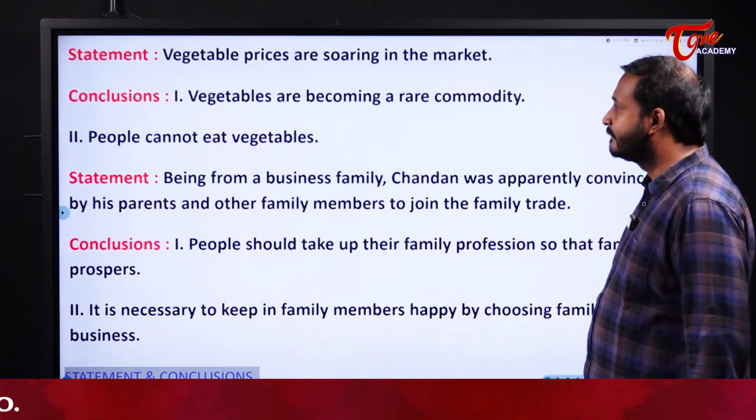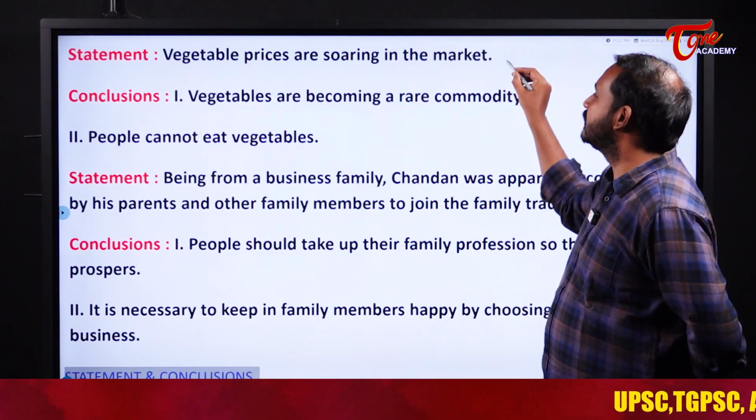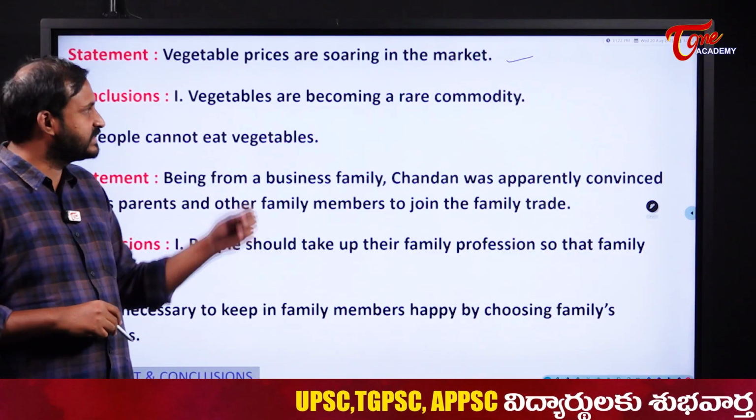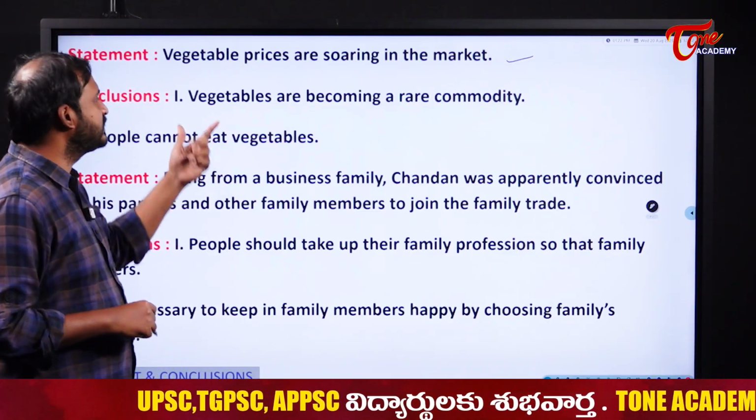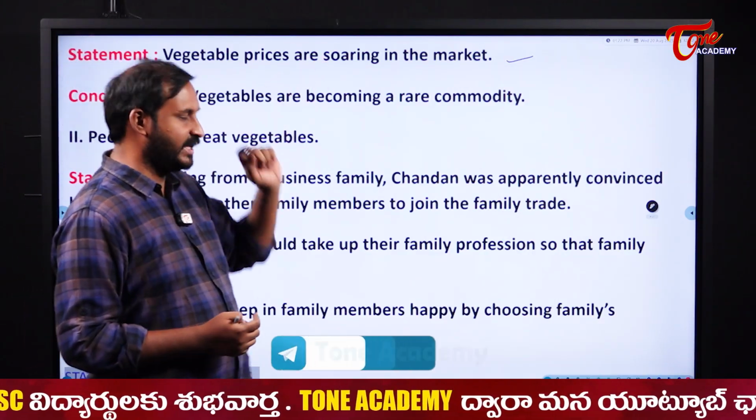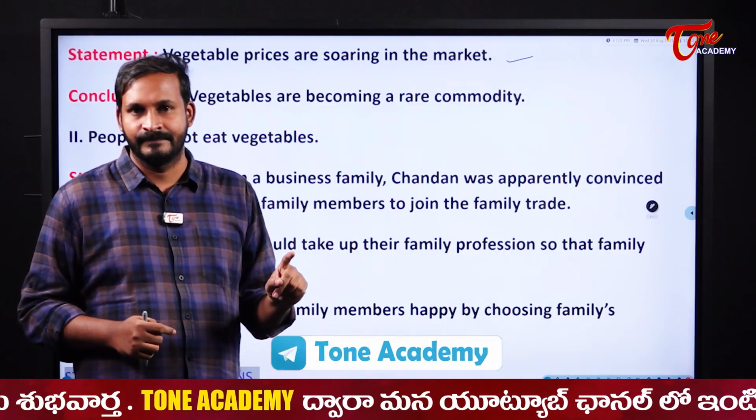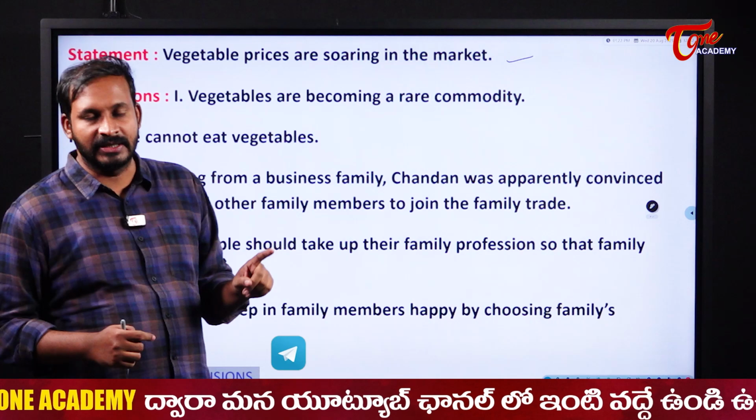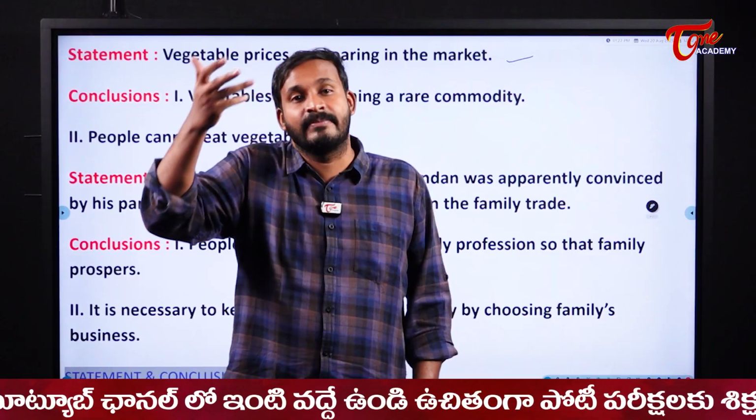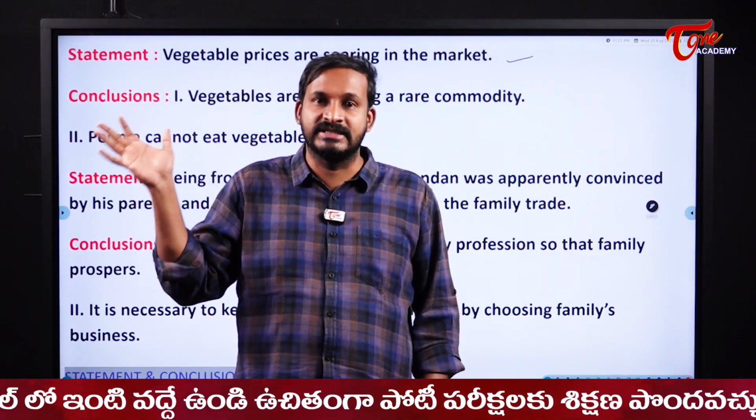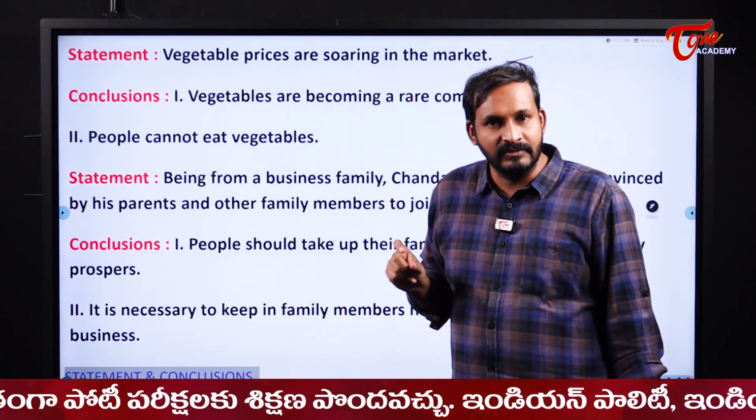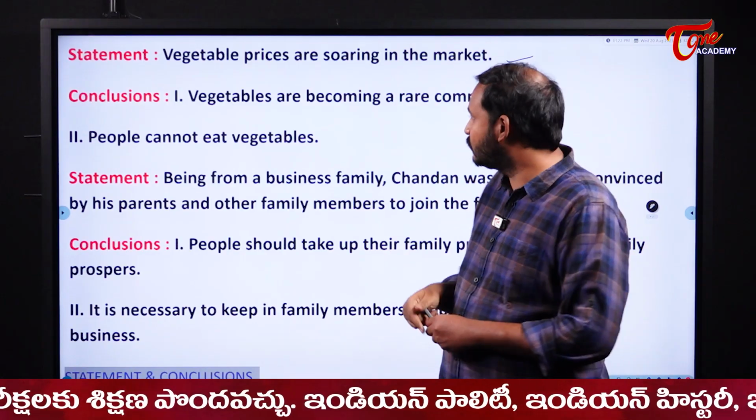Right? Next one. Vegetable prices are soaring in the market. That is the statement they have given for us here. Now, vegetables are becoming a rare commodity. See, they are speaking about the price, but not about their availability. Don't put your own perception that the price is increasing because they are not available. You should not put any assumption here. Do they mention anything about the availability of the vegetables in the given statement? No, right? So this is wrong.